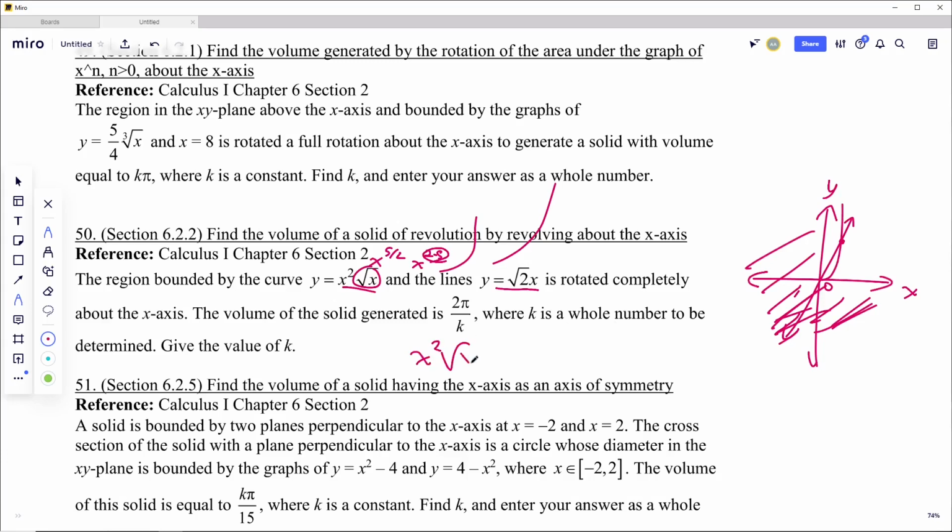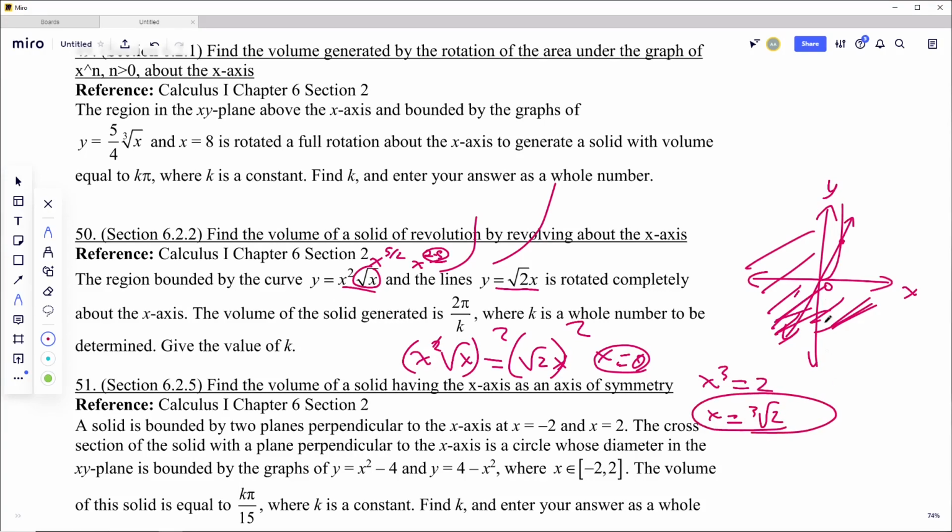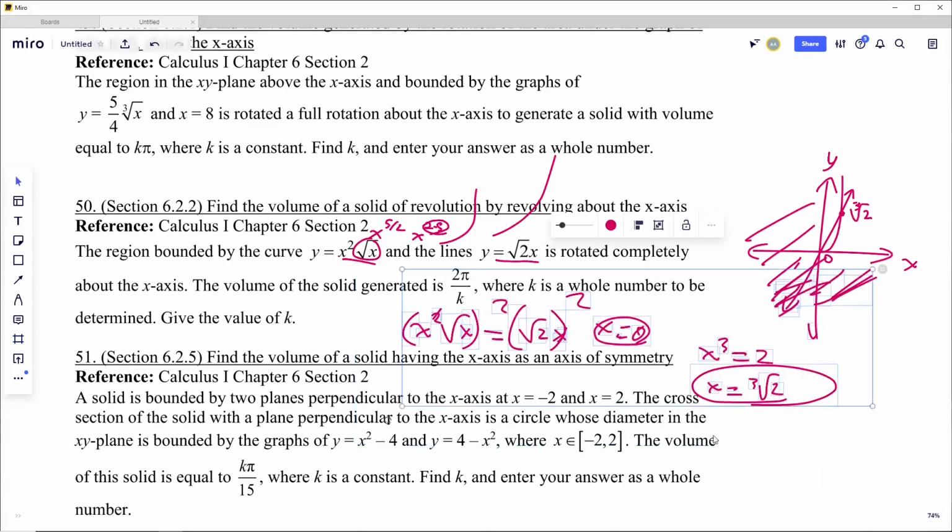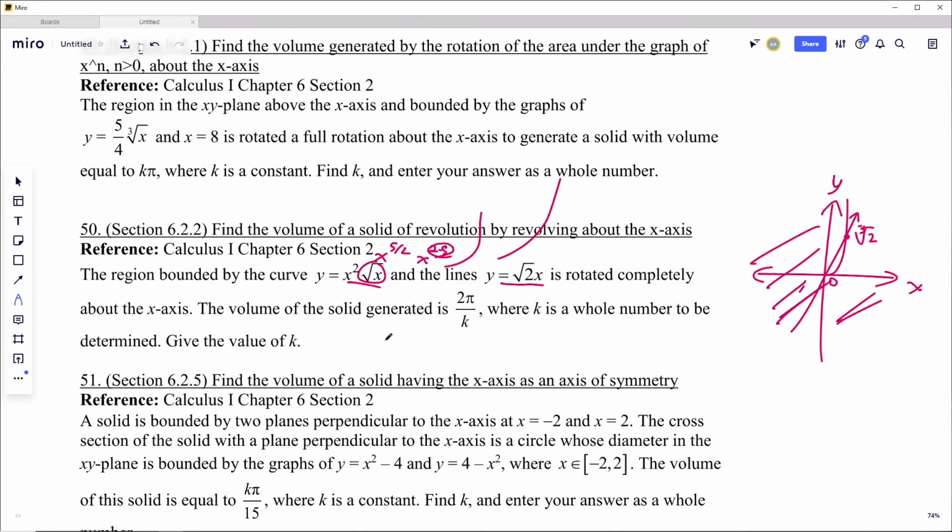So it's x squared times the square root of x equals square root of 2 times x. Cancel x, knowing that x is 0 is a separate solution. If you cancel without doing this, you did something wrong. So I'm going to square both sides also. You're going to get x to the power of 3 equals 2, and then you take the cubic root of 2, and that's your other bound. Anyways, let's delete some of those to have space. Now that we know the bounds, we can integrate.